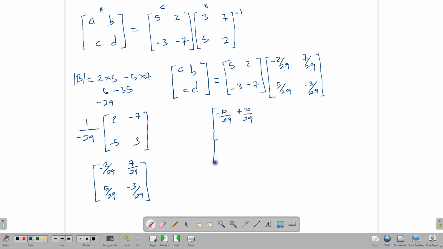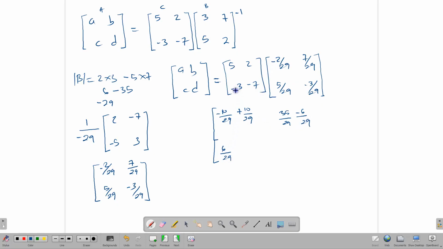The next one, let's just drag this down a bit. Row by column, 5 7's are 35 over 29. And 2 times negative 3 gives us negative 6 over 29. Let's go to the next row. Negative 3 times a negative 2 gives us a positive 6 over 29.